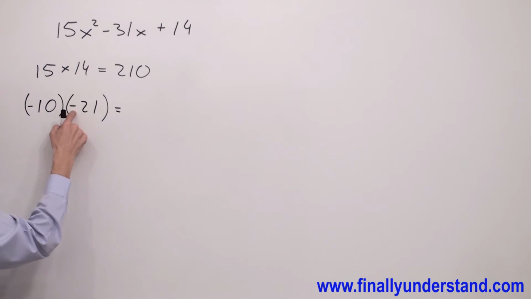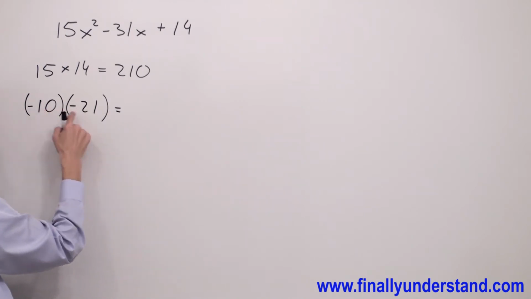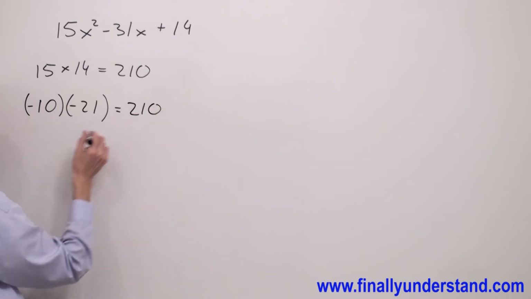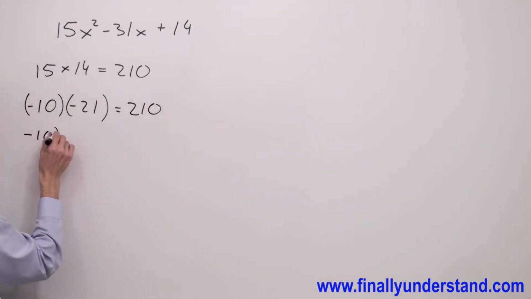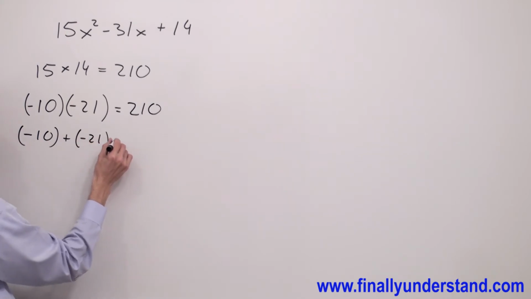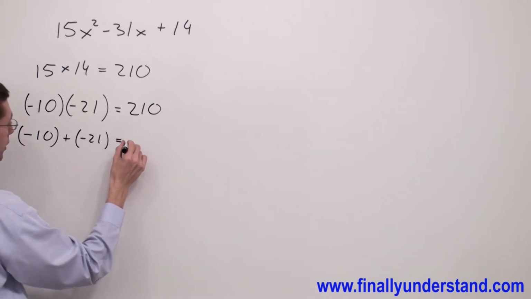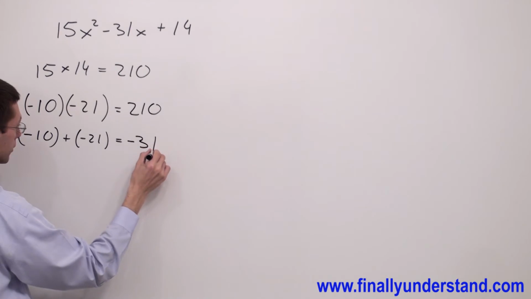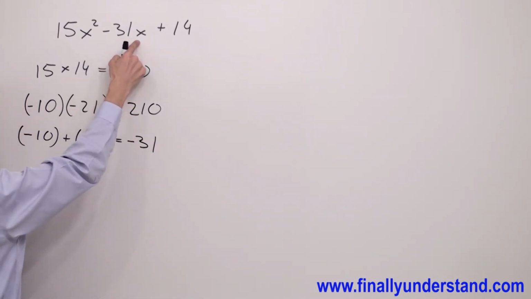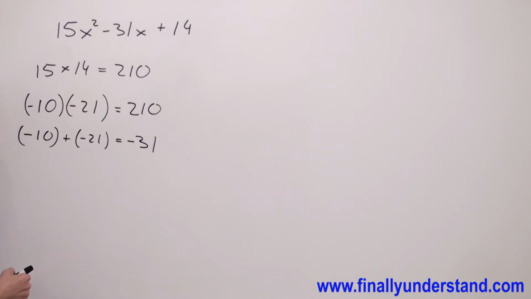Negative times negative will give me positive. 10 times 21 gives me 210. Negative 10 plus negative 21 gives me negative 31. Okay, so this is the integer for the x of the second term.